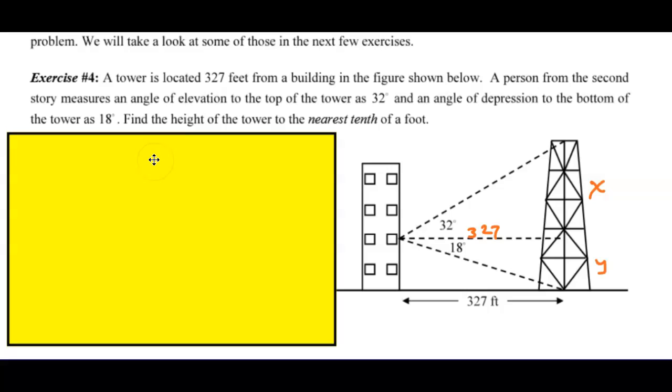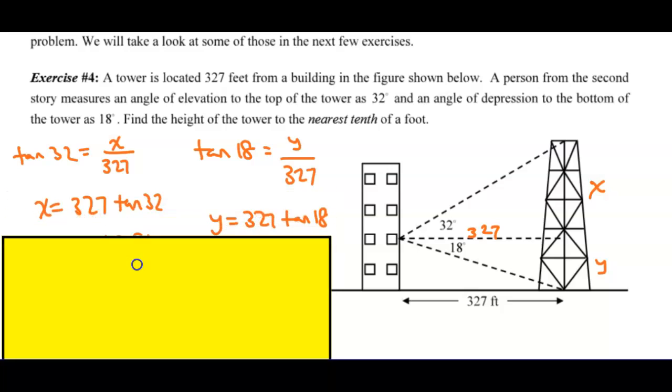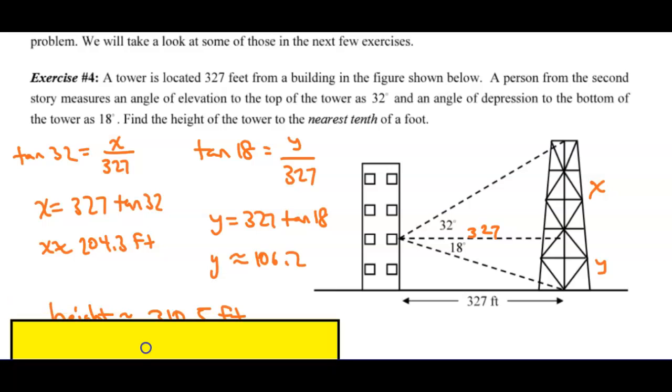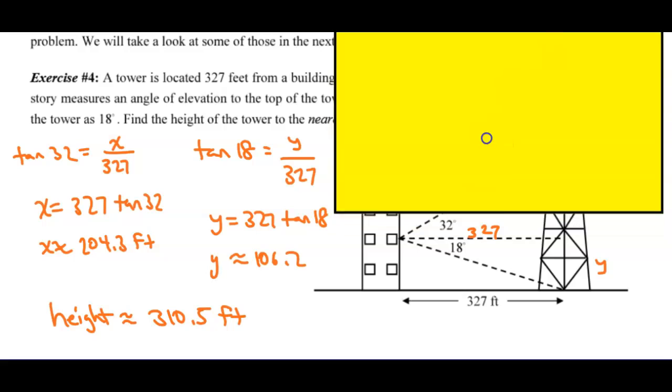Okay, so my x is my opposite side. My 327 is my adjacent side. Opposite and adjacent tells me to use tangent from 32. Tangent also from 18 because y is opposite from 18 and 327 is adjacent to it. So I've got a pair of tangent equations. Solve them both. Put them into the calculator and add them together. 310.5 is my final result.